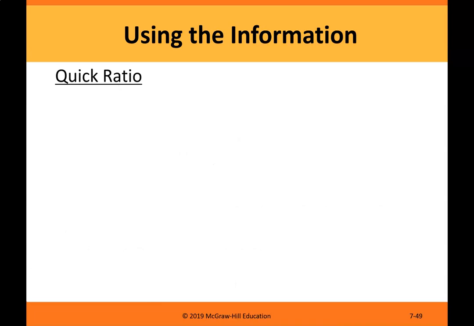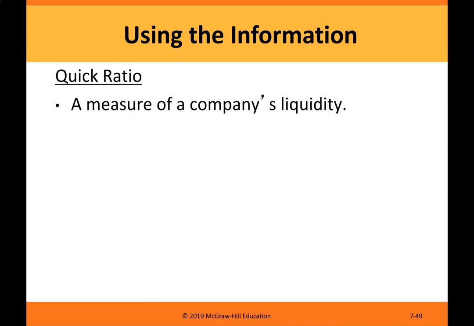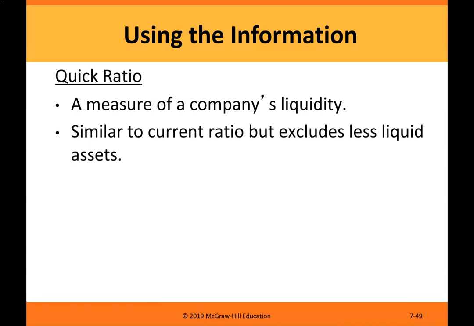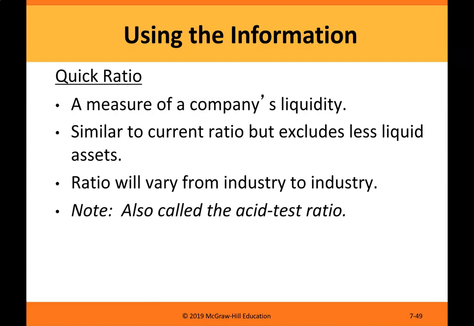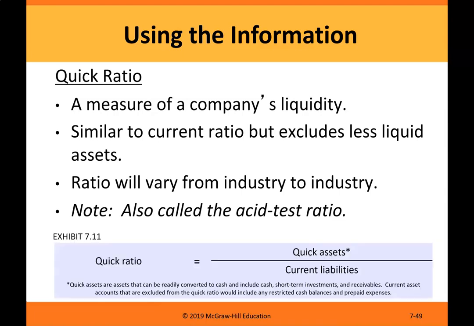Using the information: quick ratio, a measure of a company's liquidity, similar to current ratio but excludes less liquid assets. Ratio will vary from industry to industry. Note, it's also called the acid test ratio. The quick ratio equals quick assets divided by current liabilities. Quick assets are assets that can be readily converted to cash and include cash, short-term investments, and receivables.